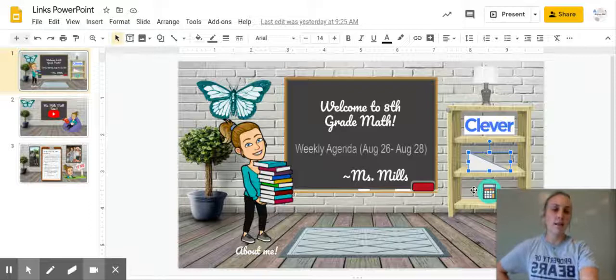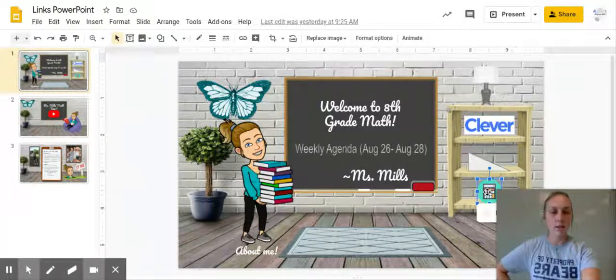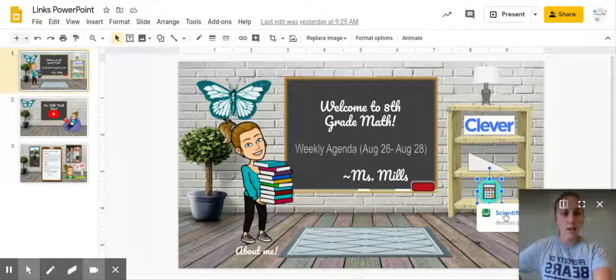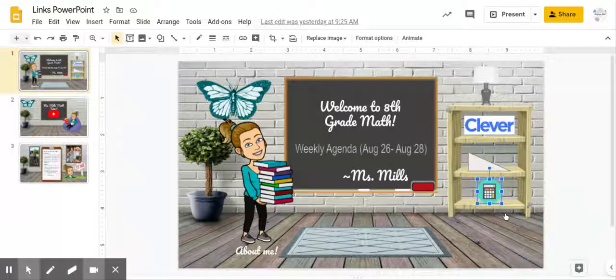The next thing on this page is the Desmos calculator, and that's this link right here. So I would click it. I'm going to have to make this smaller to click it. And you would click the Desmos calculator.